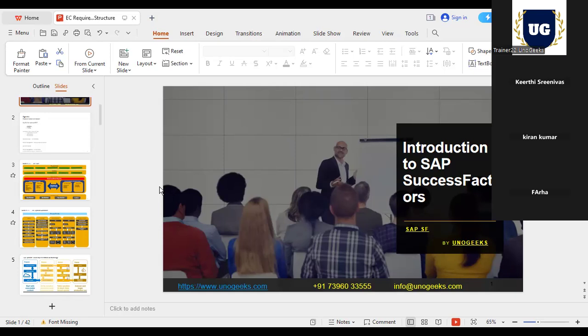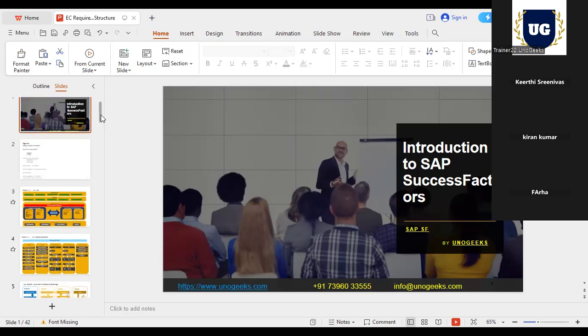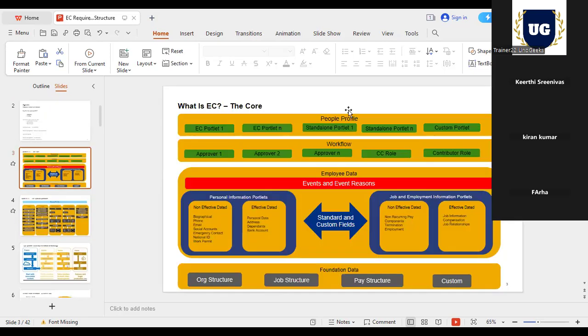No problem. I'll repeat the same pointers first, then we'll start today's session. Yesterday we discussed the SAP architecture, and we also discussed EC core.